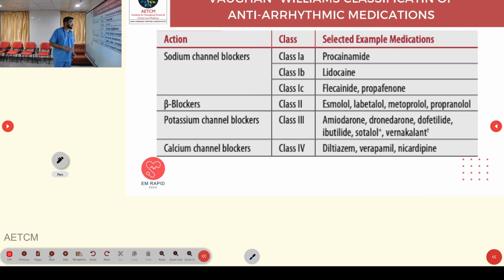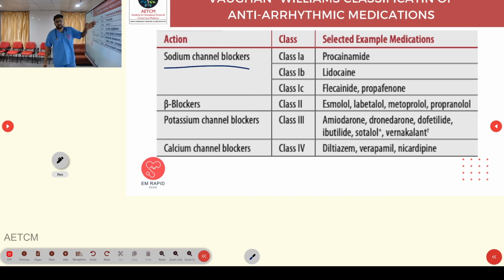And coming next, we have the classification, which is the Vaughan-Williams classification of antiarrhythmic medications. According to that, we have 4 classes: 1A, 1B, 1C, 2, 3, and 4. Class 1 is basically based on sodium channel blocking action. Class 2 are the beta blockers. Class 3 basically act as potassium channel blockers, and class 4 as calcium channel blockers.